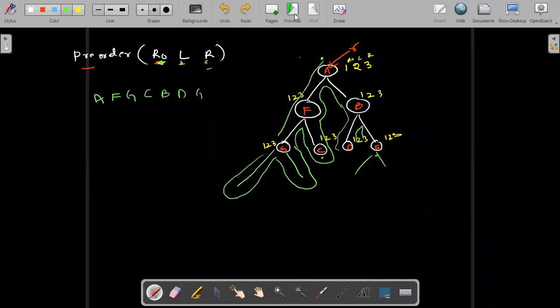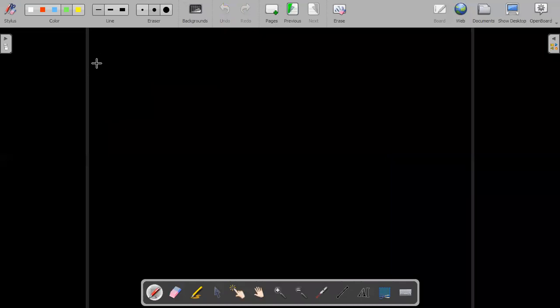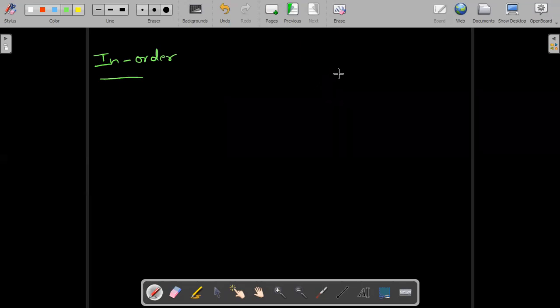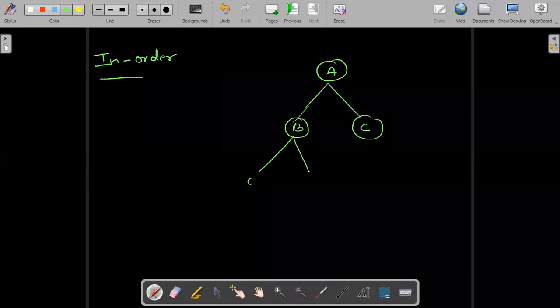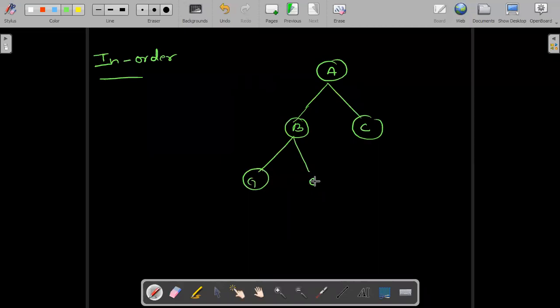Now, same thing. We are going to discuss one more. See here. This is all about pre-order. Now we are going to see in-order. Here also I want to take the same diagram. So this is A. Now I will take a big diagram for you people. This is B. Again, this is C. Again, this one is G. Now, so this is C. Again, here this one I will take D. This one I will take E. Okay, fine. I think everyone is fine.